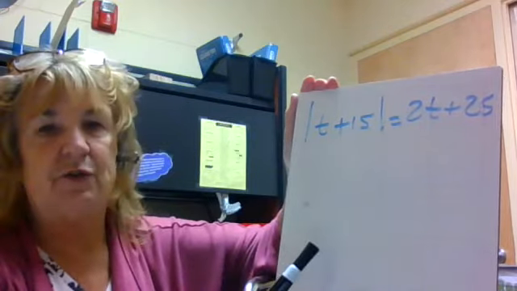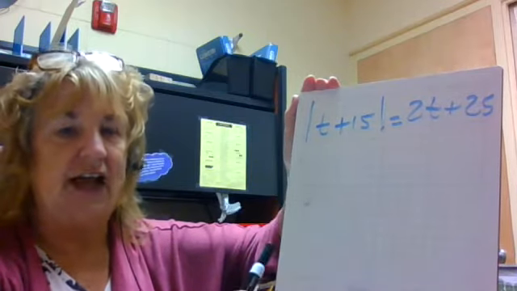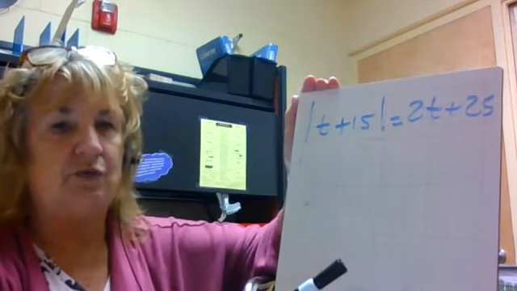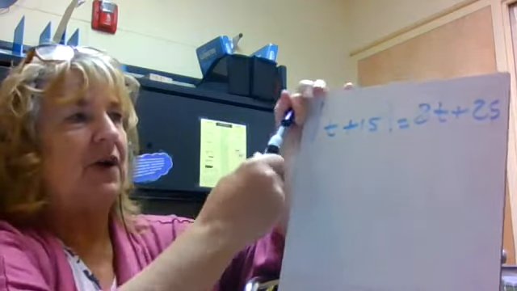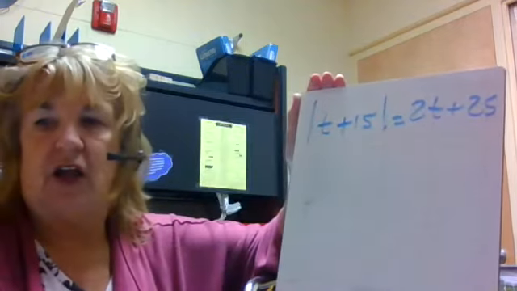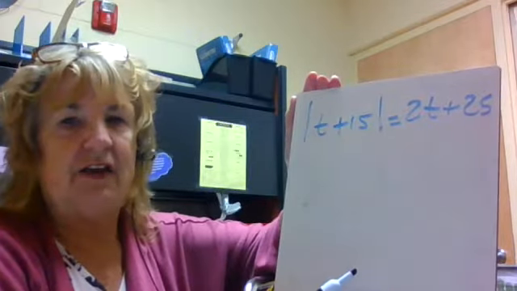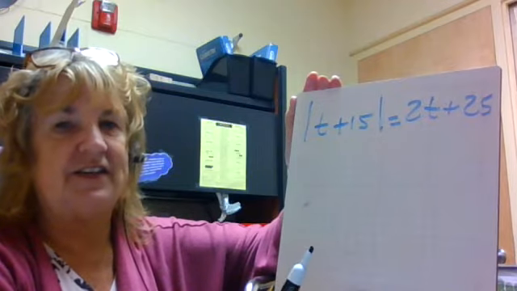The other thing you need to remember is that absolute value means distance from 0. And the distance can be to the left, so it goes to a negative boundary, or distance to the right, so it goes to a positive boundary. So we're going to make one equation for each one of those. So this is our distance, this 2t plus 25. Yes, I know it's an expression, but it still represents the distance.